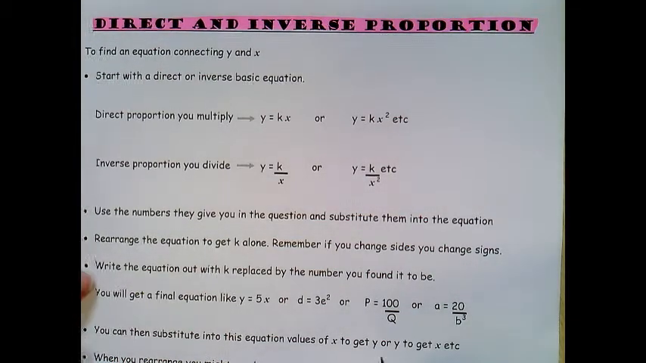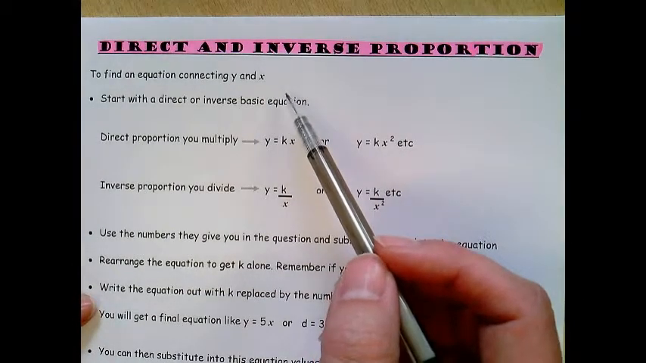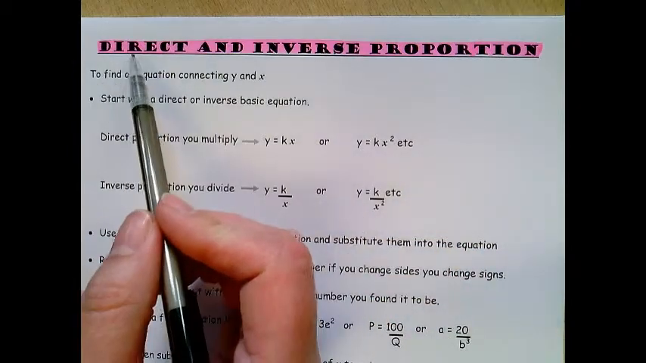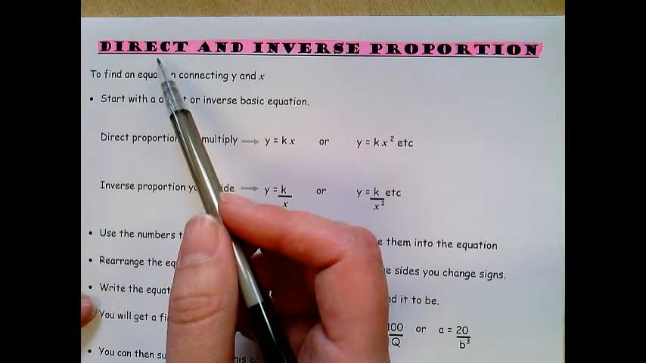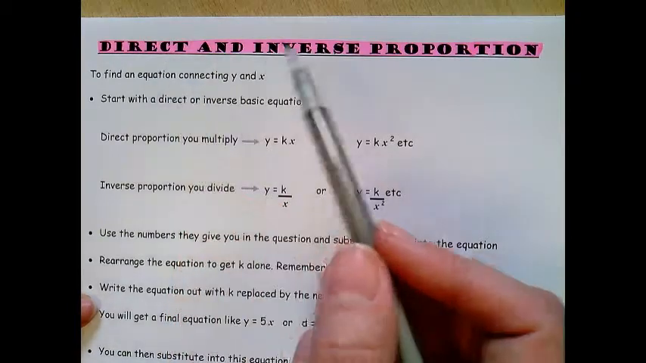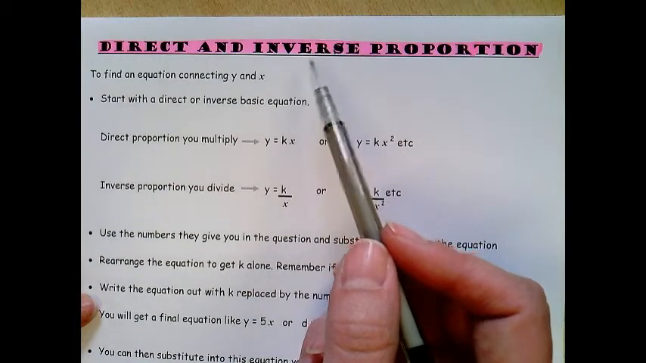This video is on direct and inverse proportion. So this is all about how two different things are related to each other. If they are related to each other by direct proportion, that means that one is multiplied by something to get the other. If it's inverse proportion, then they're related because of some form of dividing.